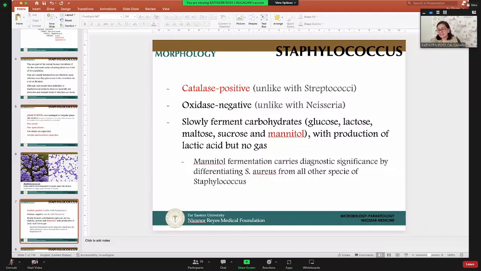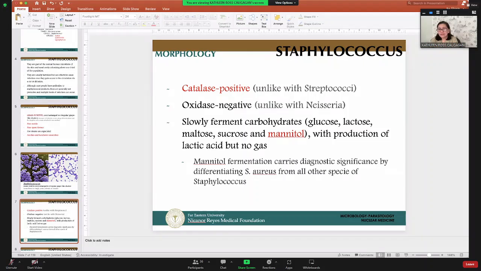And to differentiate it from Neisseria, it is the oxidase test. So staphylococcus are oxidase negative in contrast with the oxidase positive of Neisseria.